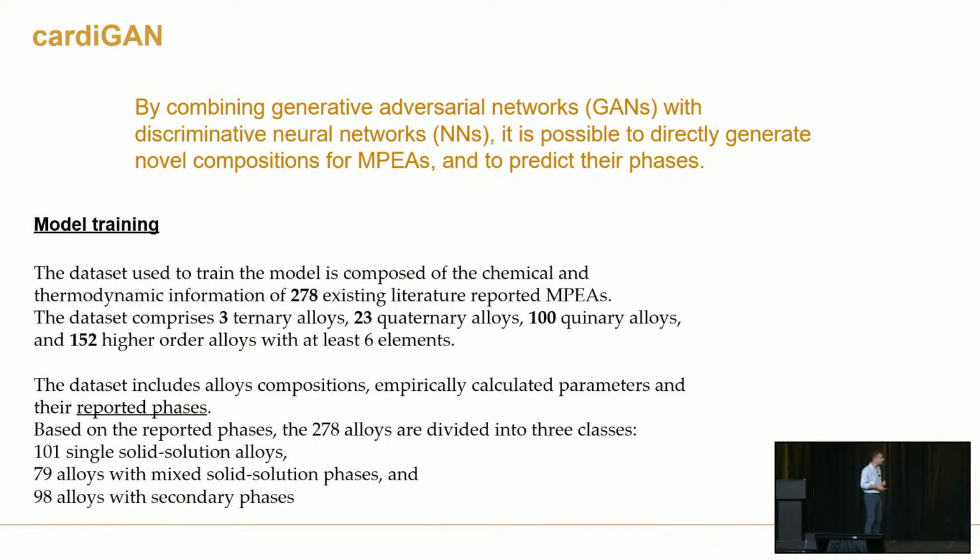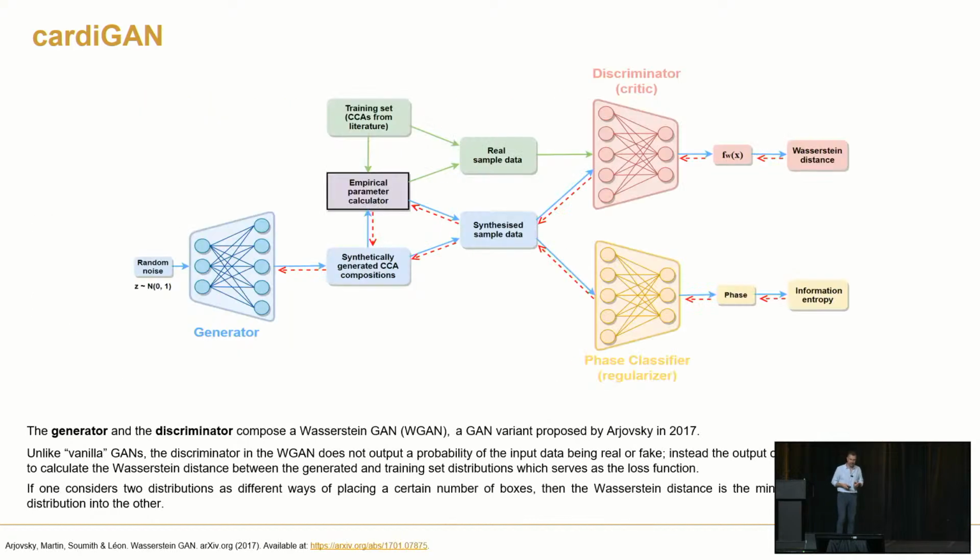The reason why that was important is that when we started doing this work, and this work was literally just published a couple of months ago, there were only 278 existing reports of high entropy alloys and other alloys like that. 3 ternaries, 28 quaternaries, 100 quinary, and 152 alloys that had 6 or more elements. Of these alloys, 101 were single-phase solid solutions, 79 had a mixed solid solution, and 98 had lots of secondary phases. So getting this particular data, and realizing we can't design by using normal machine learning models, actually took quite a lot of work because we had to scrape the literature quite a lot.